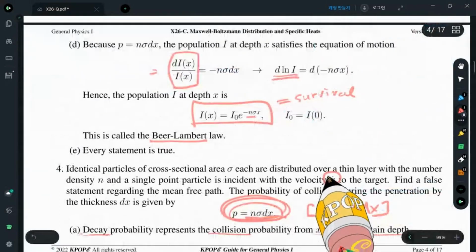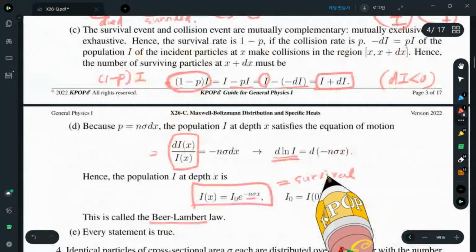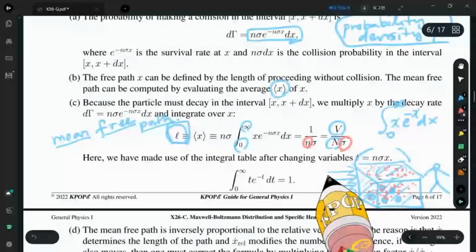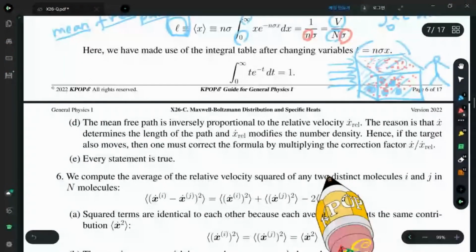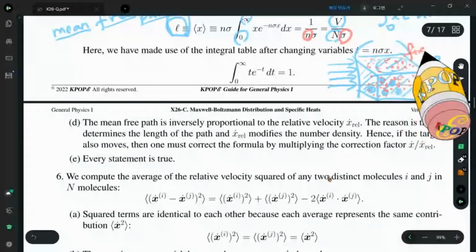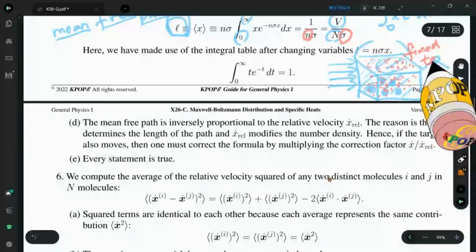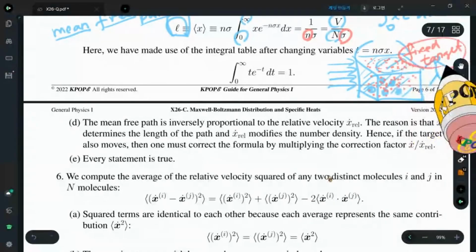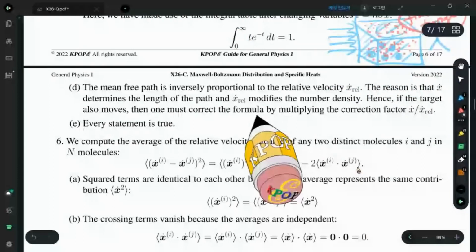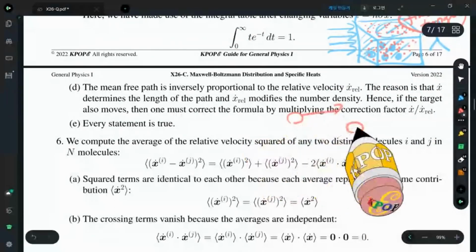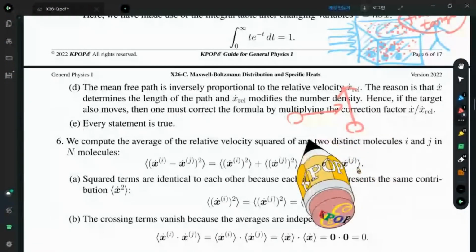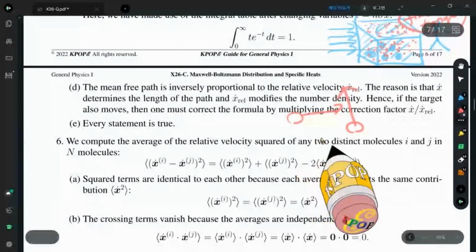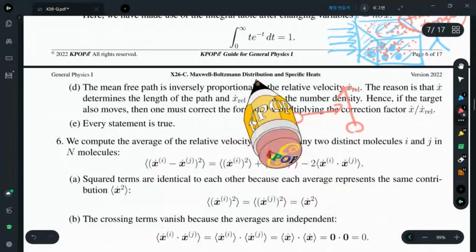Now we have finished the collision probability calculation for a fixed target experiment. Now we consider the case where two particles are moving. And actually we are considering many particles eventually.